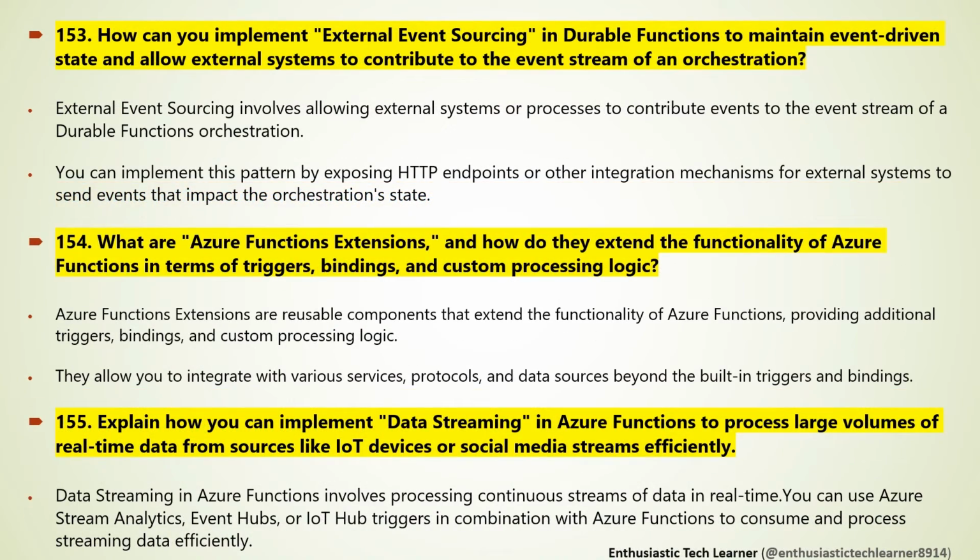How can you implement external event sourcing in durable functions to maintain event-driven state and allow external systems to contribute to the event stream of an orchestration? External event sourcing involves allowing external systems or processes to contribute events to the event stream of a durable functions orchestration. You can implement this pattern by exposing HTTP endpoints or other integration mechanisms for external systems to send events that impact the orchestration state.